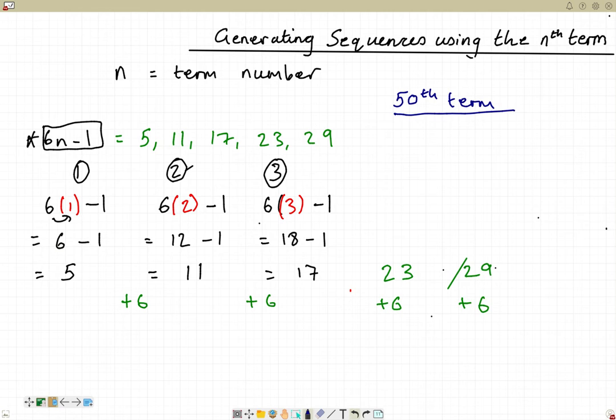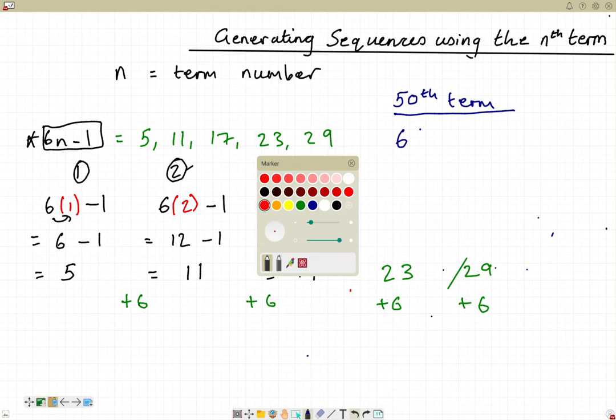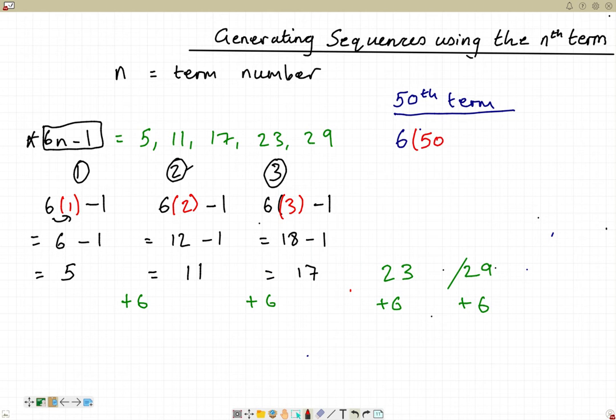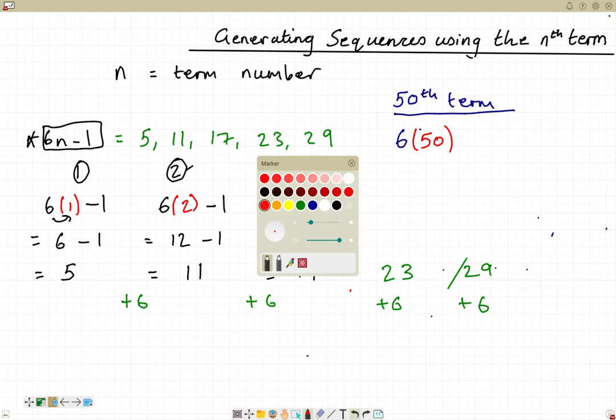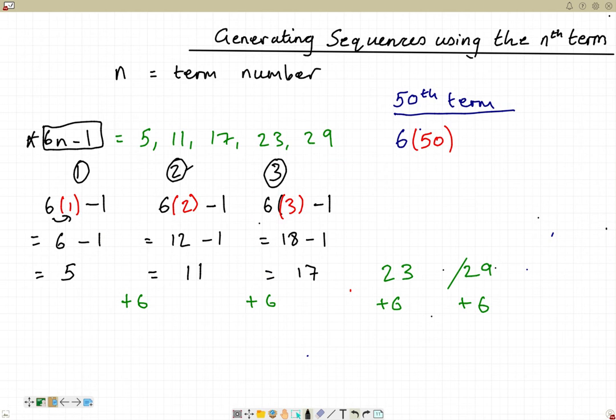Now let's say I wanted to find what the 50th term is. All I need to do is substitute 50 into that expression. So 6, substitute in 50, take away 1. So 6 times 50 is 300. Take away 1 equals 299.